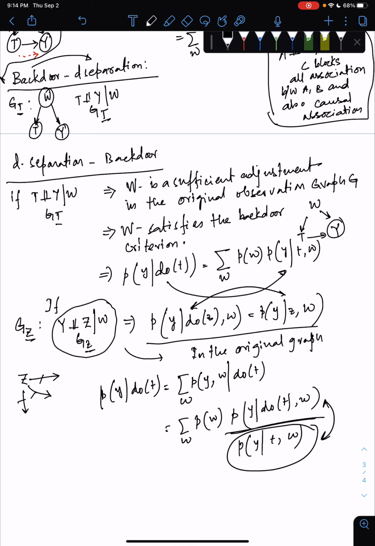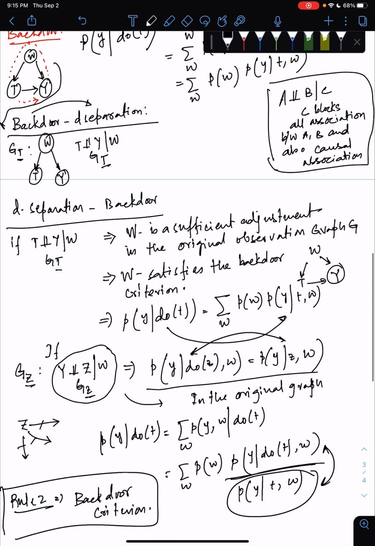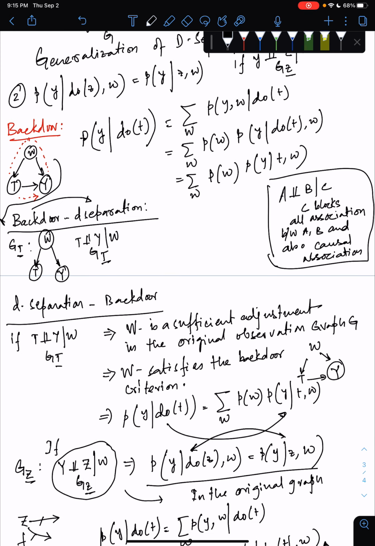So that is why this second rule is the generalization of the backdoor criterion. Okay, so let's do a brief recap of what the backdoor criterion is. So this is the backdoor criterion. My W is able to block the spurious association between T and Y. Only the causal association remains. So if this is the case, then we can say that this thing is equal to this thing.